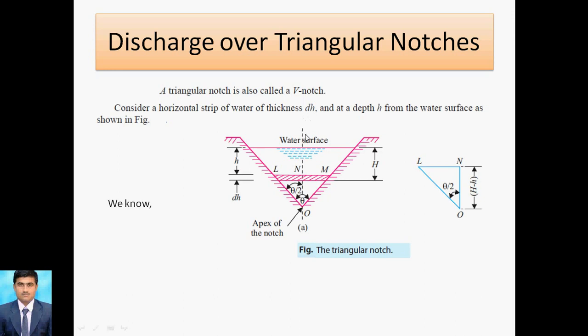So if you divide this part, theta becomes divided by 2, that means we divide the section in half, theta by 2, theta by 2. So this is the apex of the notch. Now I find out this L and O.